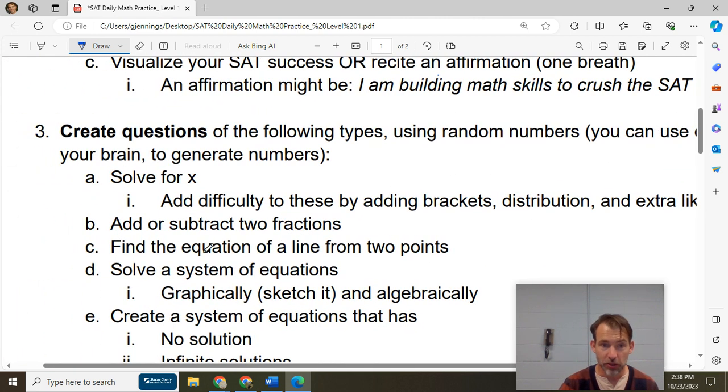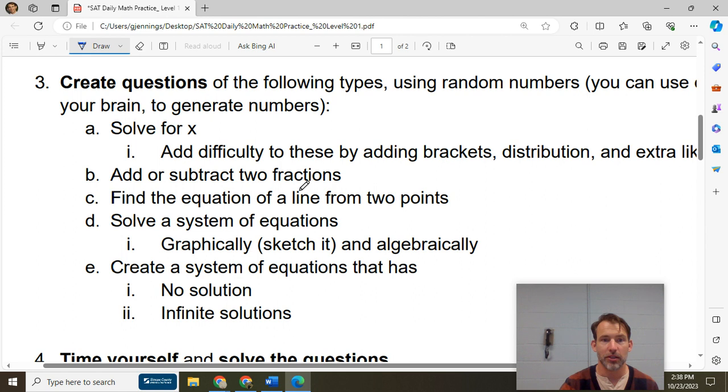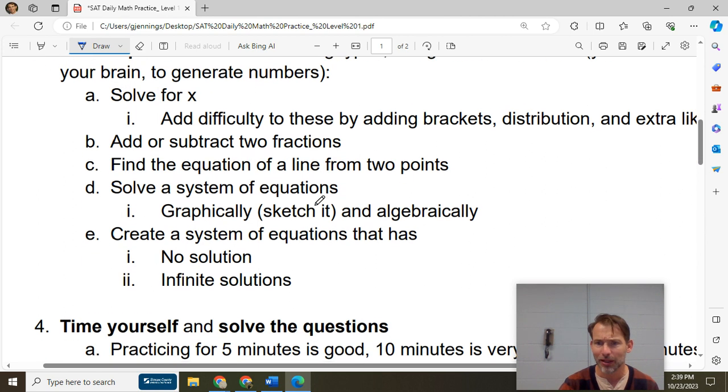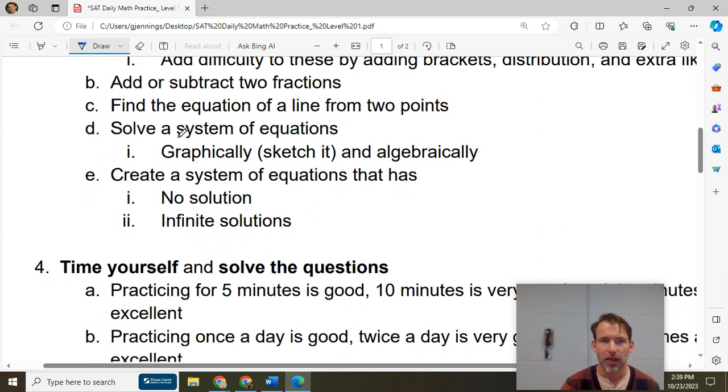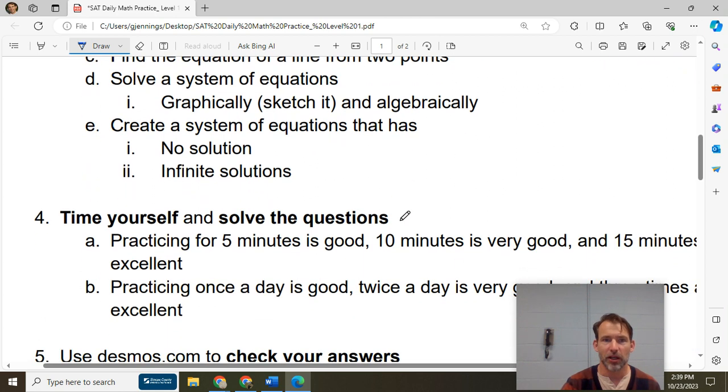Then you create questions. This level is solve for x. We could actually add or subtract two fractions, but we get a little bit of practice with that with the lines anyway. Find the equation of a line from 2 points, solve systems of equations.